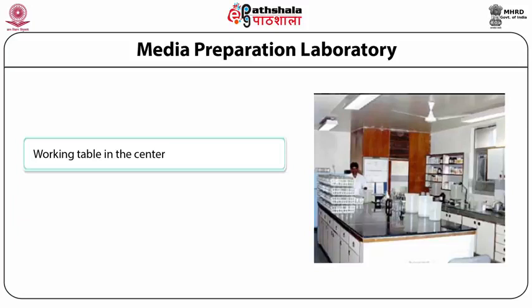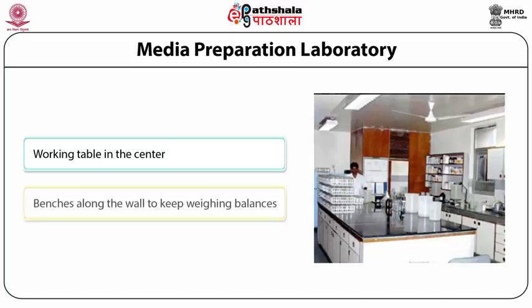Then on the sides, you have the benches where all your chemicals are kept in the shelves, and you have other equipment like stirrers, pH meter, weighing balances, and so on. So it has to be an easy flow of material. You weigh it on one side. You also might have a gas stove where you melt agar. From there, you bring it to the center table, and you do the pouring of the media.